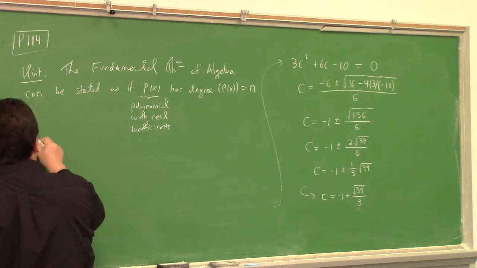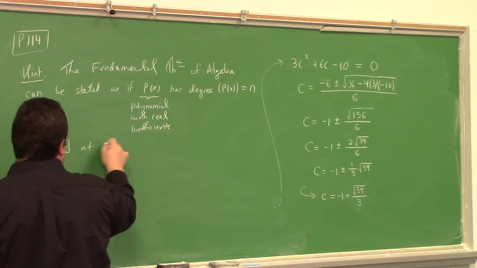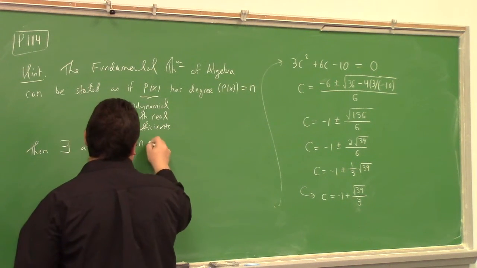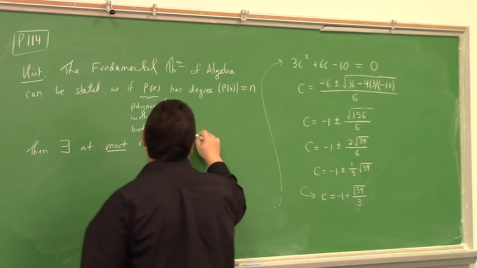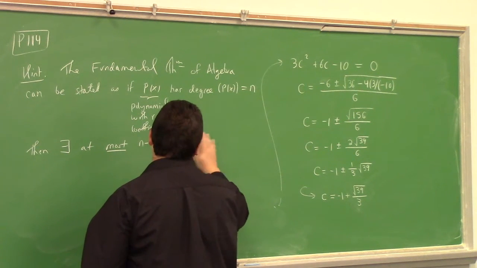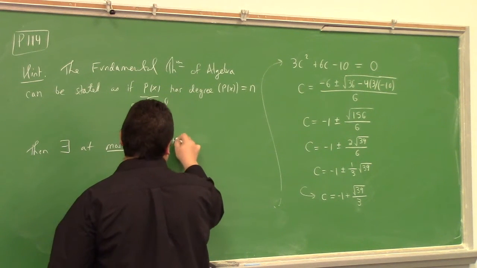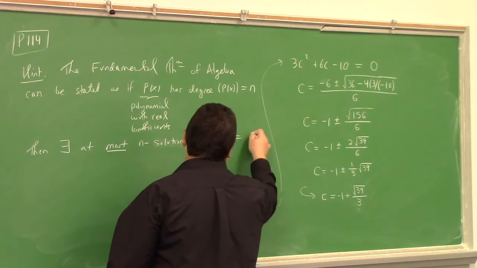Then there exist at most n zeros for P of x. Let's say n solutions of P of x equals 0.